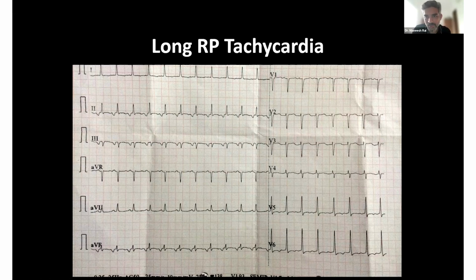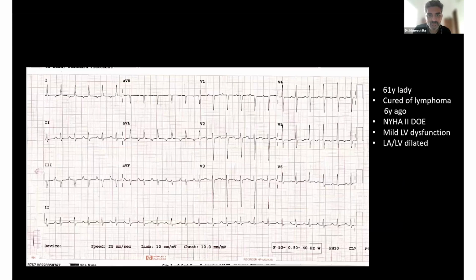We require more information, like how it responds to certain maneuvers, or how the termination or the initiation is, to differentiate exactly what it is. In this case, it was a Koch triangle atrial tachycardia.